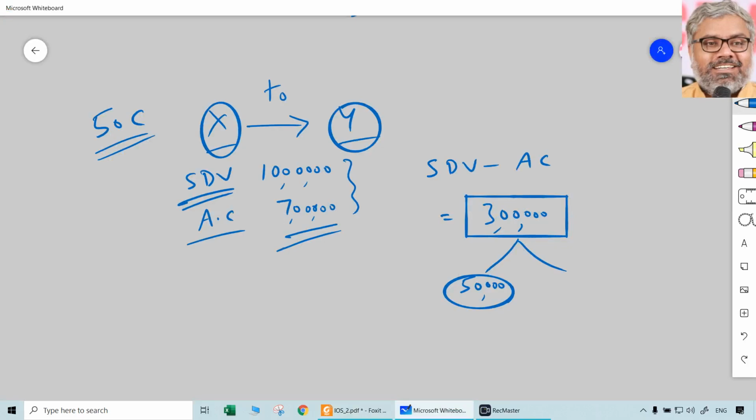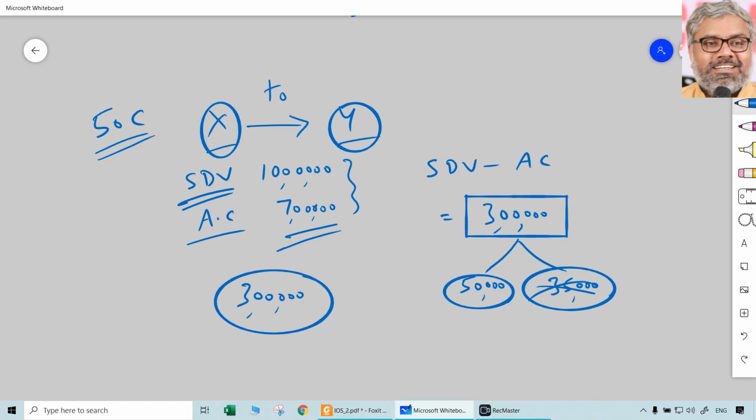So what is 5% of actual consideration? 7 lakhs into 5% means 35,000. Whichever is higher, 50,000 is higher. So automatically this 35,000 is useless. The inadequacy has exceeded 50,000. So automatically what is taxable? The entire 3 lakhs will be taxable. Once we have checked that, these are not useful for calculation, only for condition checking.